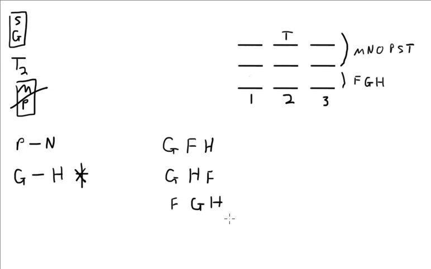And that's it, because G can't be in last. So G can't be in third position. So G's only going to be in 1 or 2, and this is the full range of possibilities of G being in 1 and 2, which means this is the full range of all possible worlds. We either have GFH, GHF, or FGH, and those are all the sequences.